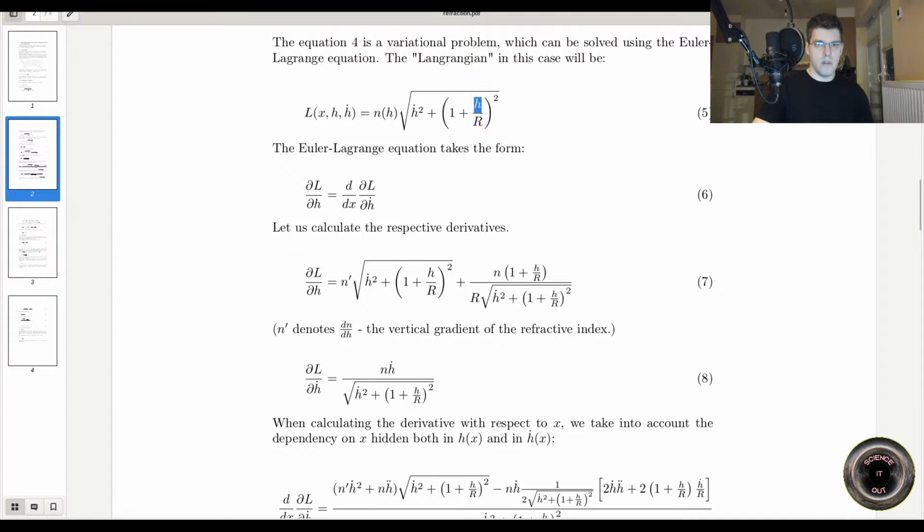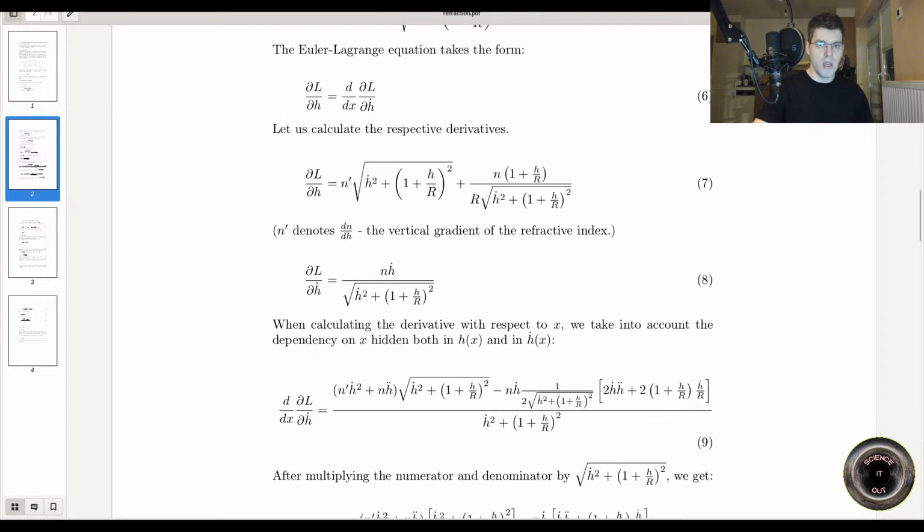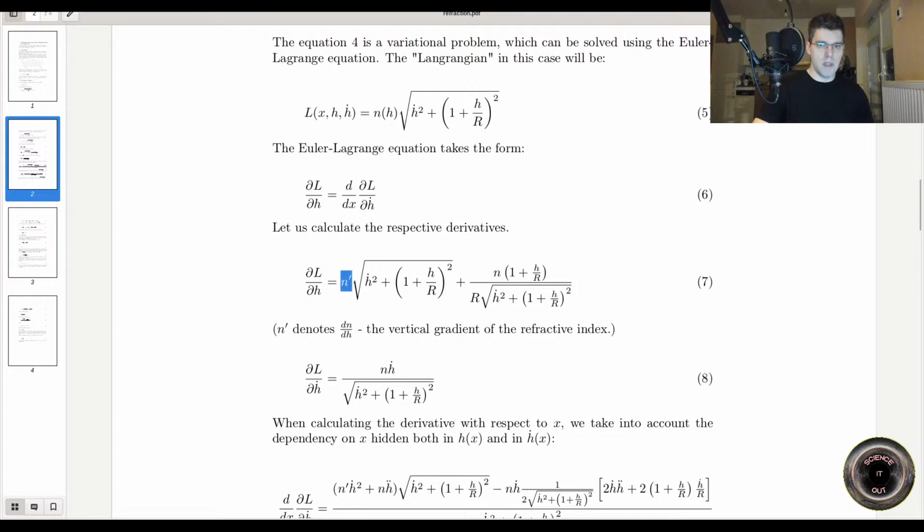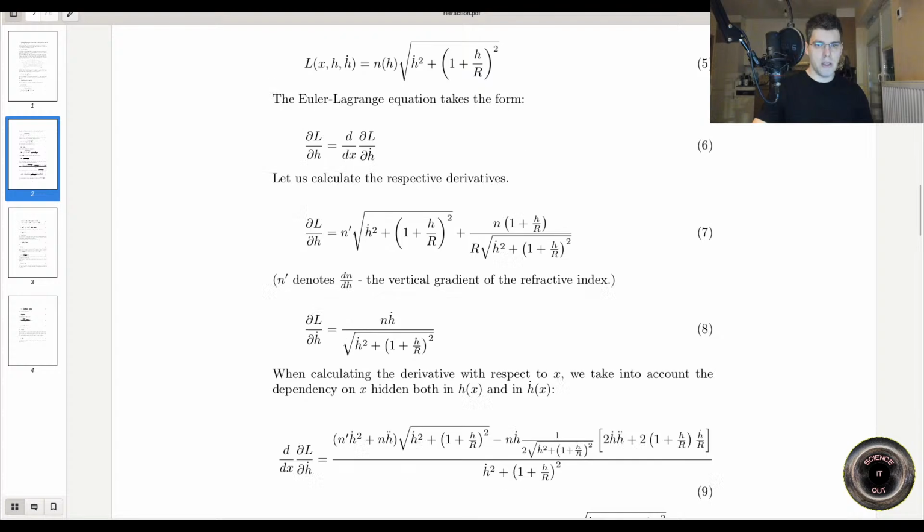So by the rule of the derivative of a product of two functions, we have one function n and the second function is this whole square root. So we have the derivative of n times the square root plus n times the derivative of this whole square root, which is a bit complex, but if you can do calculus, then you can check that this is the derivative of this whole square root. Okay, so that is the derivative of the Lagrangian with respect to h. Oh, and I denoted the derivative of n with respect to altitude by n prime.